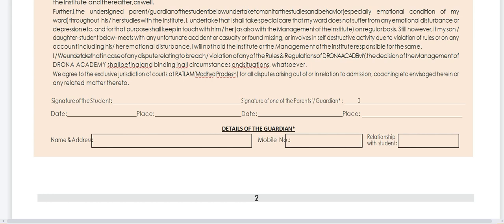And again, if your parent has already given the name in the above column, and they have already signed there, I think there is no need to fill the last column of the guardian.